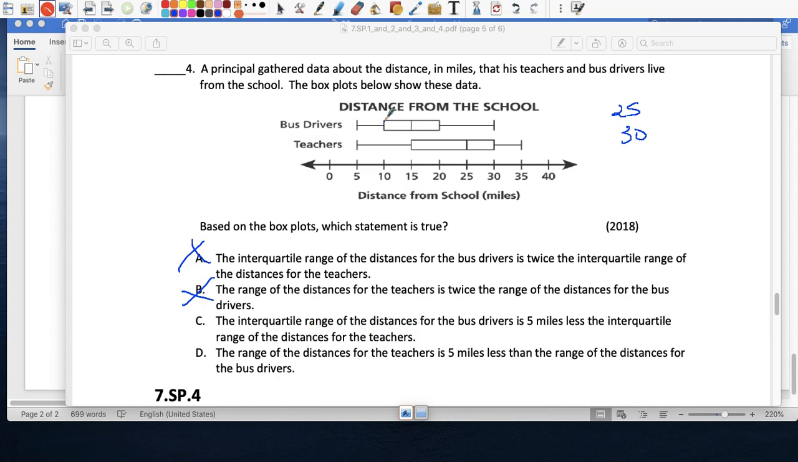So is this box here 5 less than this box here? It looks like it, doesn't it? Because here it's 20 minus 10, which is 10, and here it's 30 minus 15, which is 15. So the box for the teacher is 15 more than the bus drivers, right? So this is the correct one.